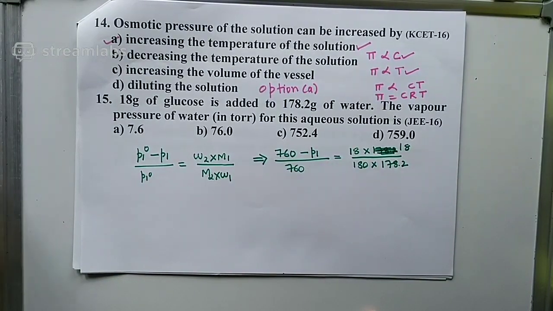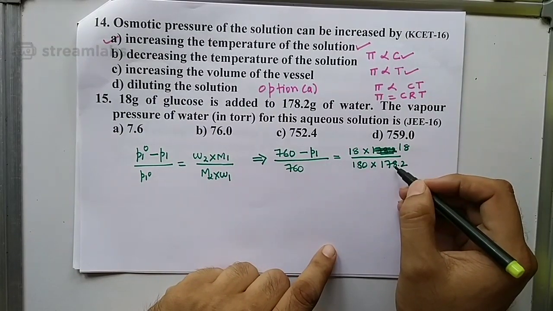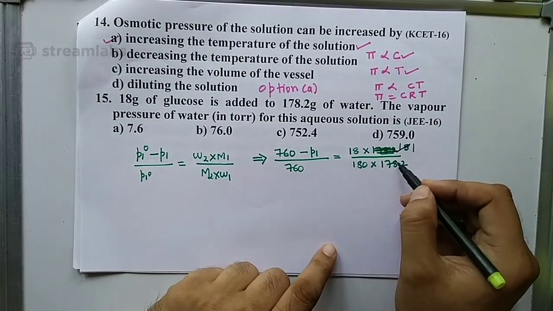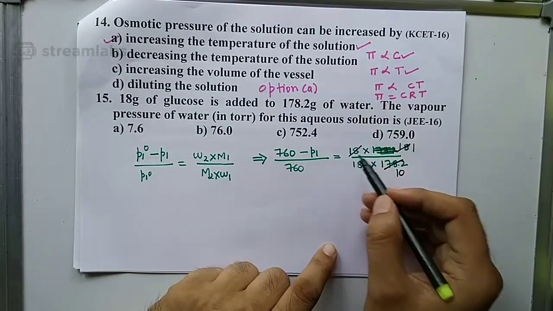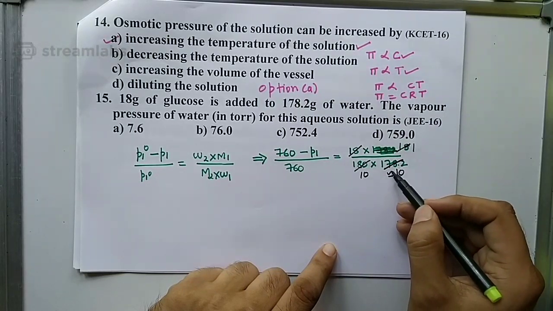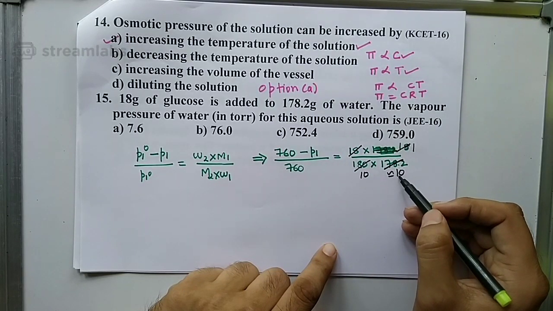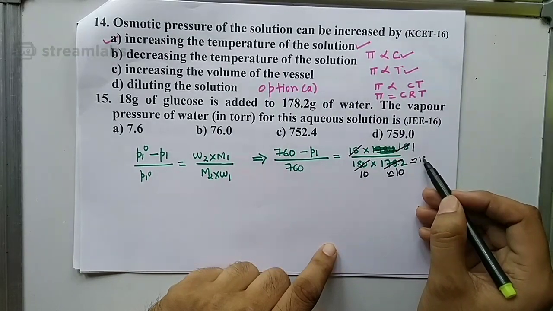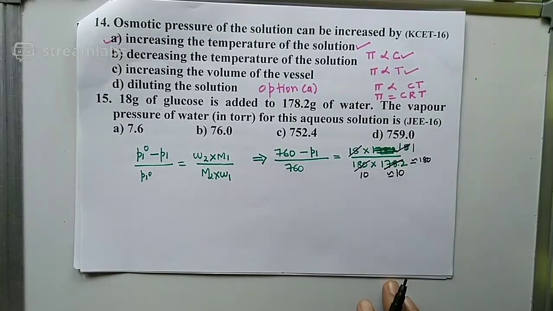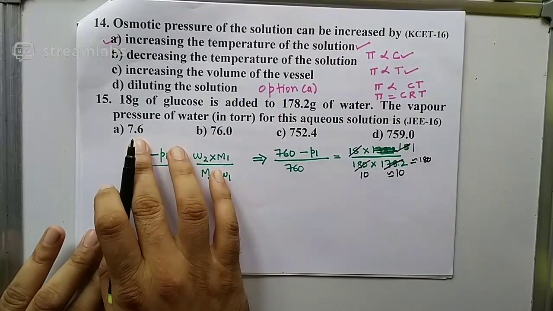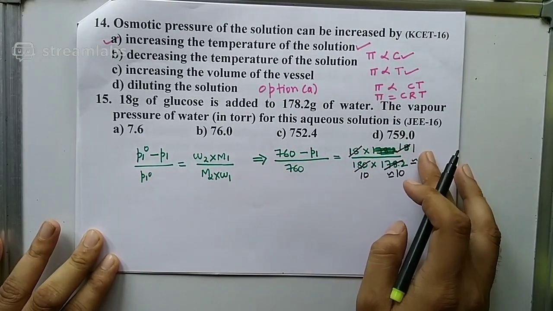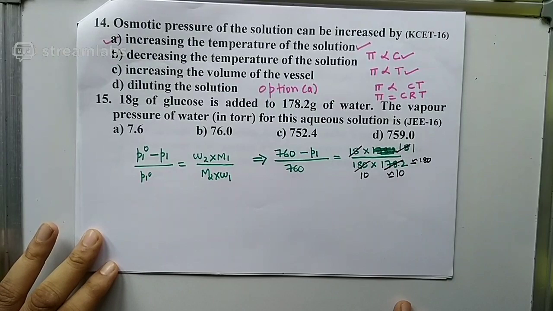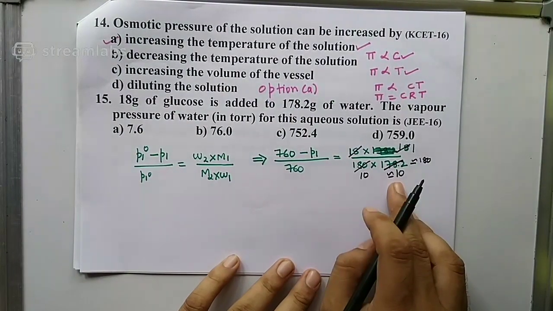I think this is clear, students. Now we have to solve this to get the answer. Approximately this can be taken as 180. This is 1 times, this is also 10 times. This is an approximated value. 18 one time, 18 ten times is 180. We don't have to solve exactly because the answers are very far apart, so we can do all sorts of approximation. 7.6, 76, 752.4 and 759 are very large differences, so you can go for this approximation.